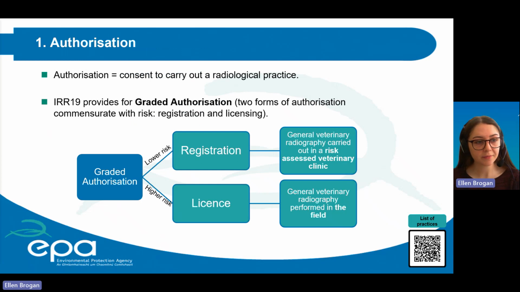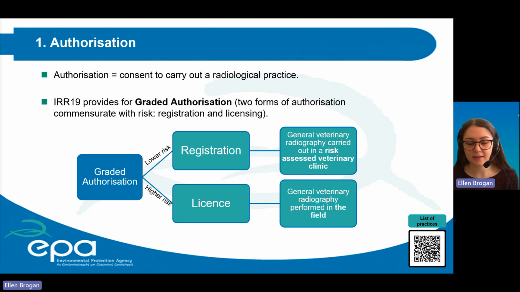So remember from last time, the ionizing radiation regulations, or IOR 19, introduced several important changes to the way in which the EPA regulates, such as the introduction of a risk-based approach to the issuing of authorizations. This approach was termed graded authorization, and it split the authorizations into registrations and licenses. The risk associated with an authorization is related to the practices undertaken in the veterinary clinic, and a full list can be found using the QR code on the slide here.